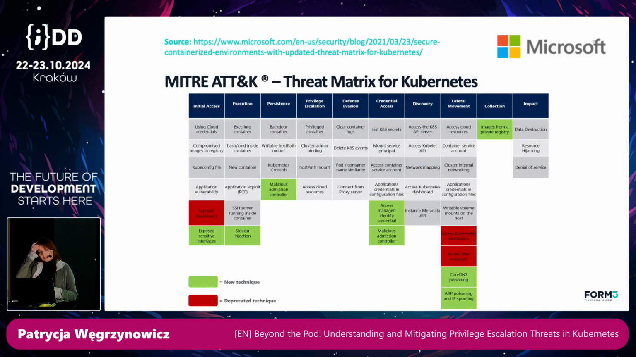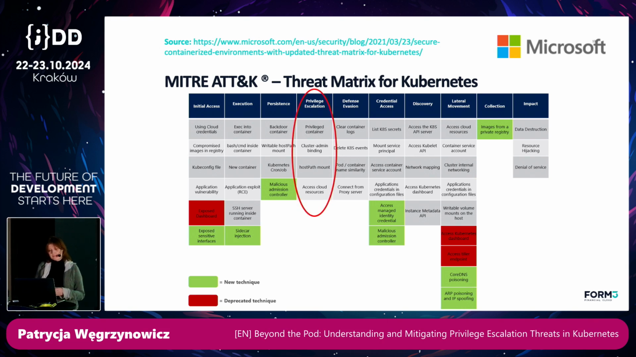So in 2020, Microsoft published this MITRE ATT&CK framework, which shows a matrix, a threat matrix for Kubernetes. MITRE ATT&CK is like an industry standard for modeling threats. It was introduced a long time before Kubernetes, and then with the 2021 update, Microsoft for the first time introduced something for Kubernetes.